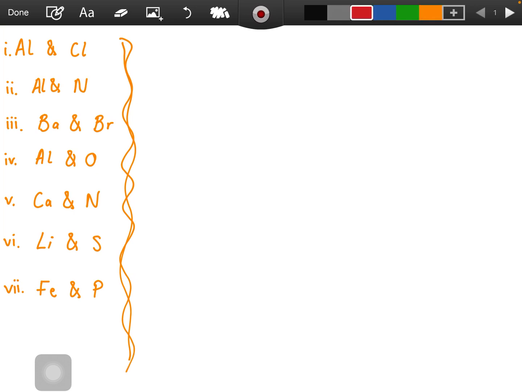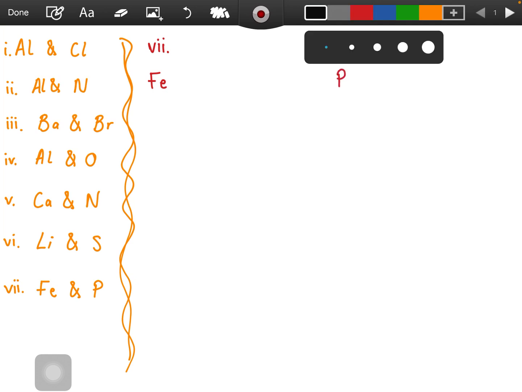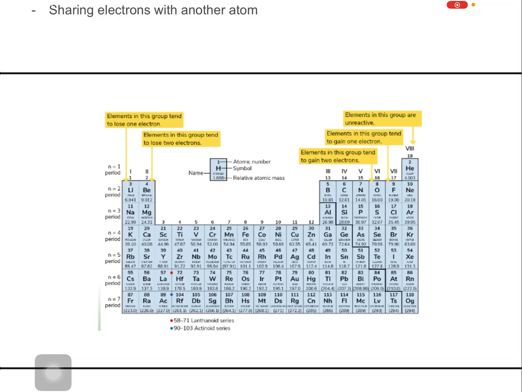Okay, so we'll do out the part 7. So we have iron and we have phosphorus. Okay, so let's have a look at our periodic table and try and find iron. Okay, so where is iron on this periodic table? Okay, so iron.